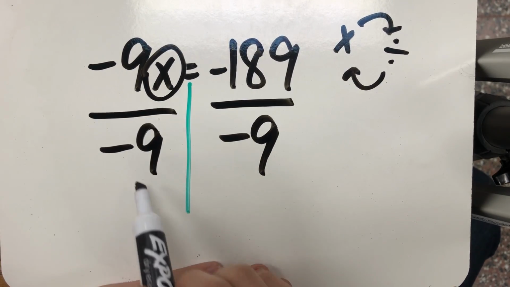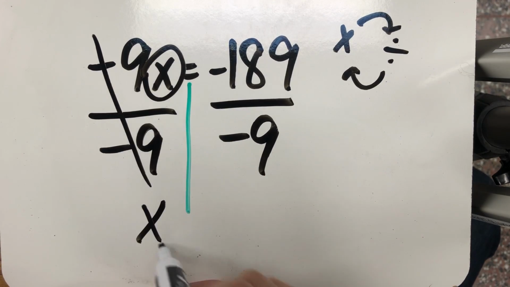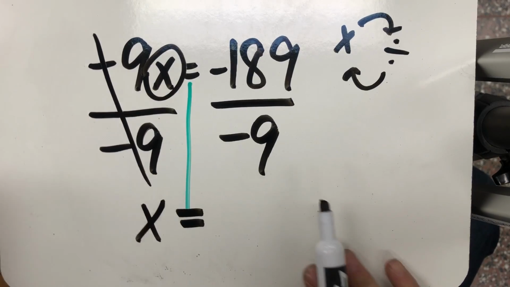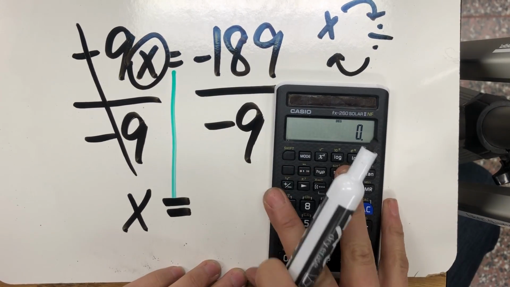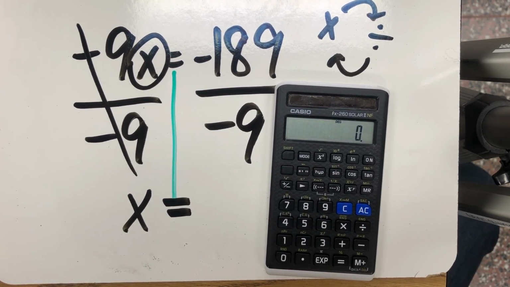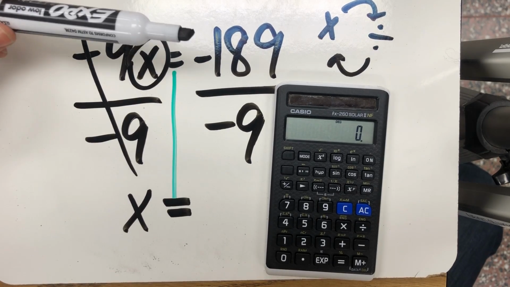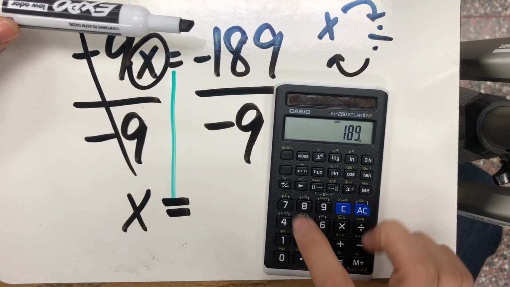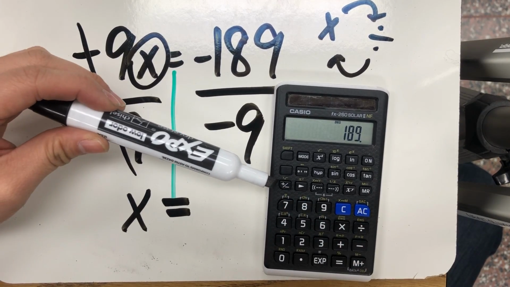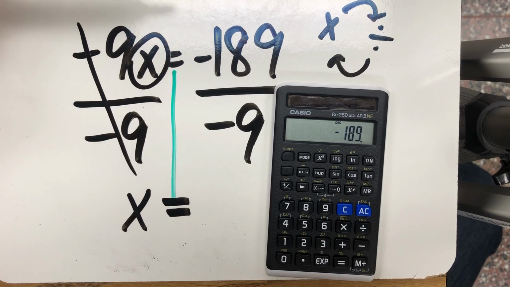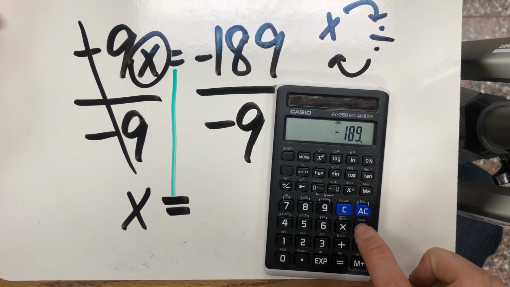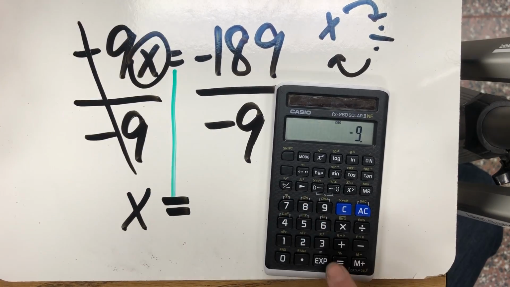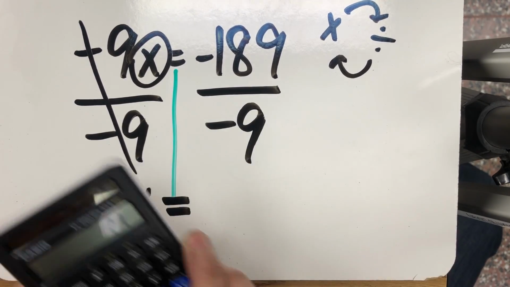This negative 9 divided by negative 9 is 1. So I'm left with 1x, and it equals negative 189 divided by negative 9. So you'll be able to use calculators on this, and I want to go over how to type in a negative number. So this negative 189, you have to type in the number first, 189, and then press this button right here, right above the 7 to make it negative. So negative 189 divided by, you have to push the number first, 9, make it negative, it equals 21.